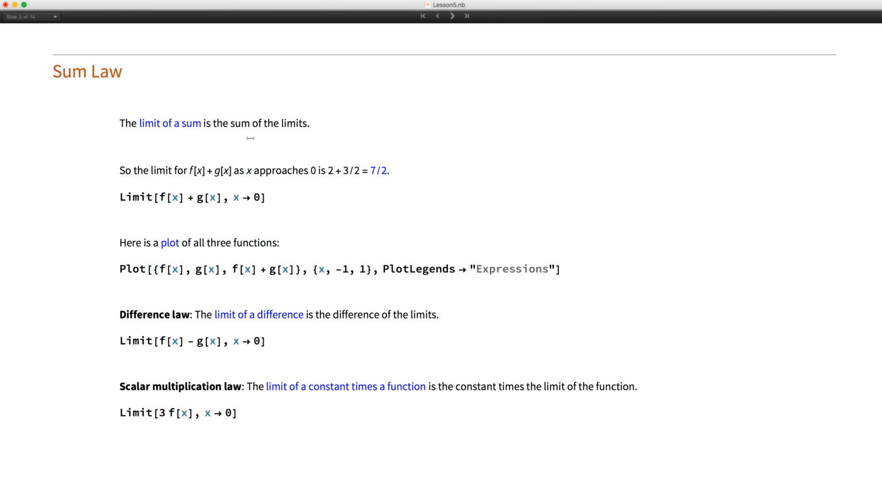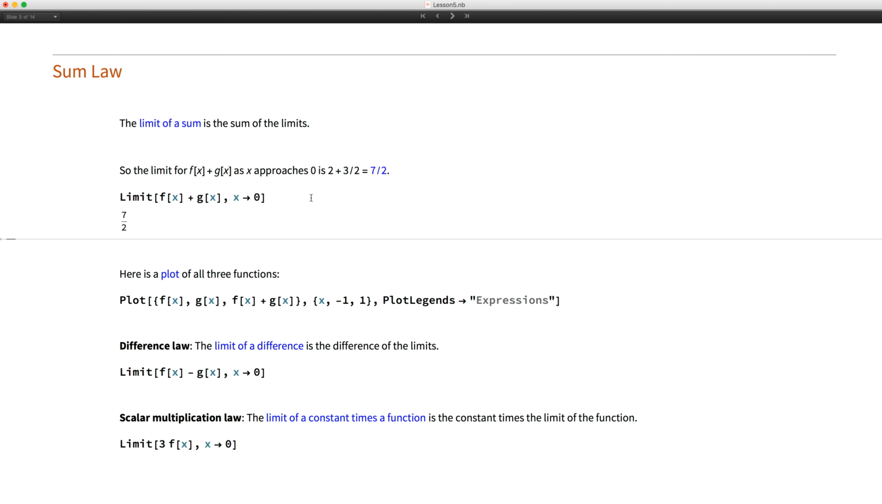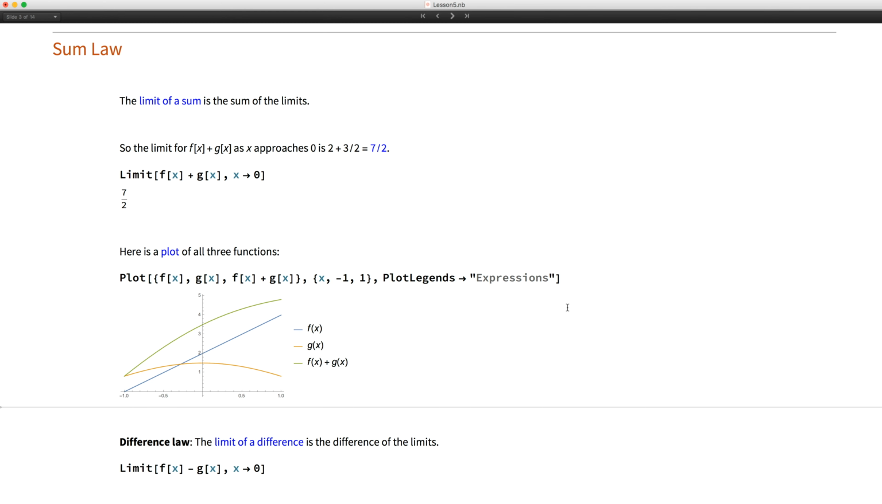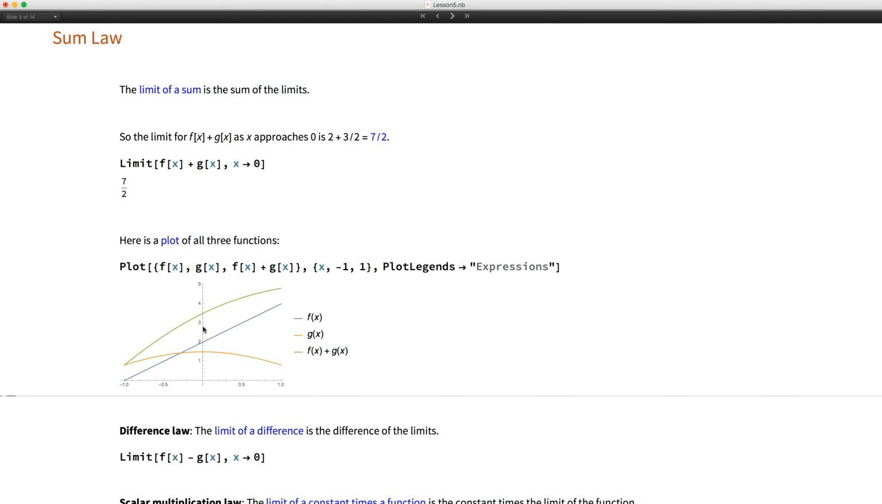And the first law is called the sum law. It says that the limit of a sum is the sum of the limits. So for example, if you want to find the limit of f plus g, you simply add 2 and 3 over 2 and get 7 over 2. And you can check that with the limit function and get back just the same result. So here's a plot of all three functions, f, g, and f plus g, and you can see quite clearly that f plus g, which is right over here, has got the limit 7 over 2 as x approaches 0.